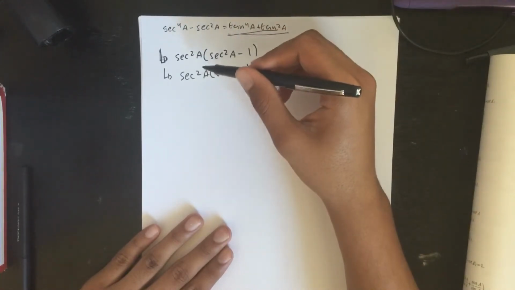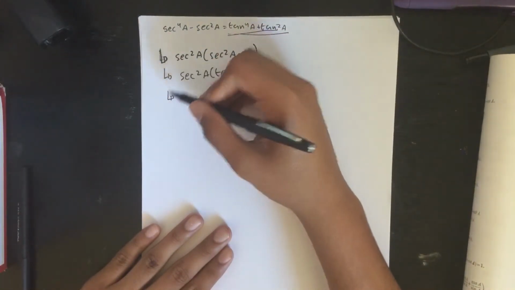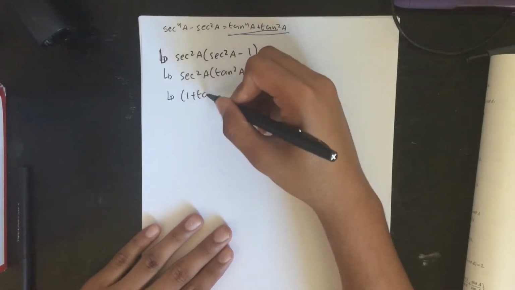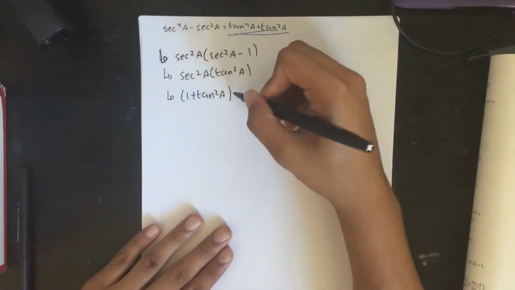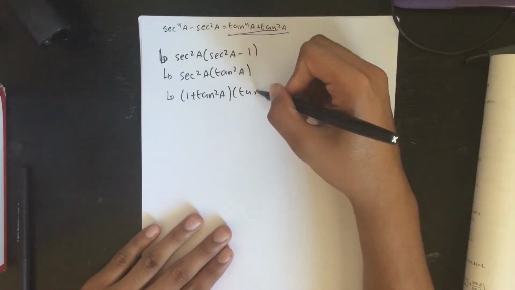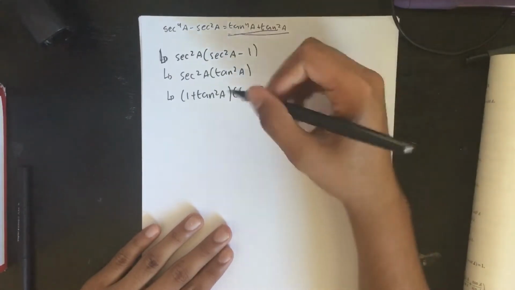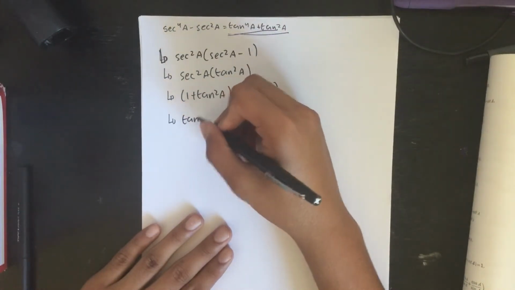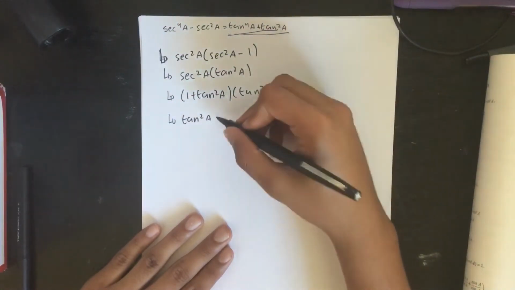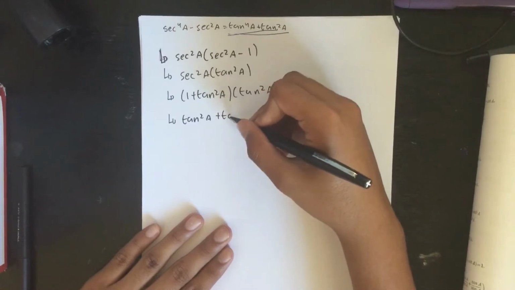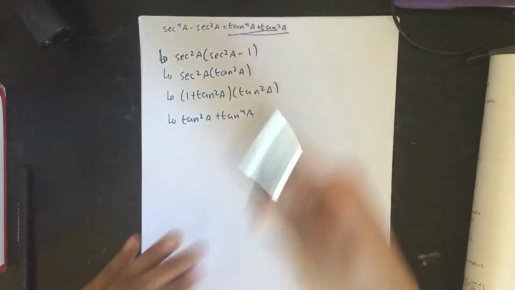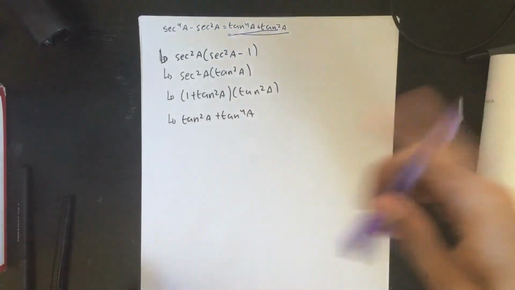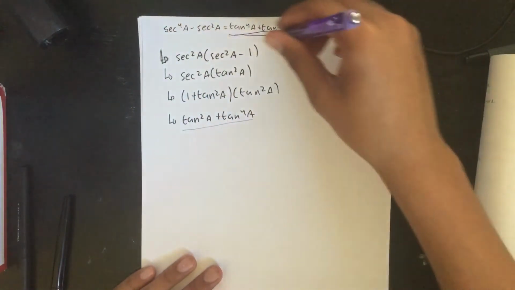Now I know secant squared a is equal to 1 plus tan squared a. So I'm going to change that one to 1 plus tan squared a times tan squared a. Now simply, you just multiply these two together, and what you're going to get is tan squared a plus tan to the power of 4a. And if you take a look at it, this and this are equal.